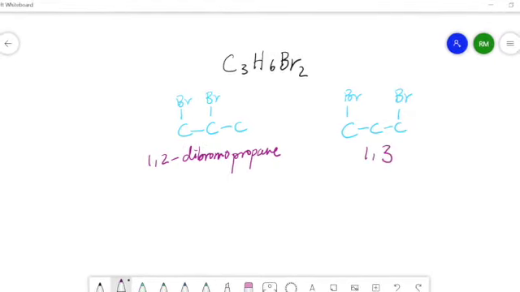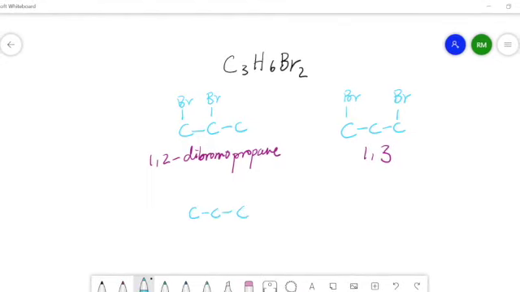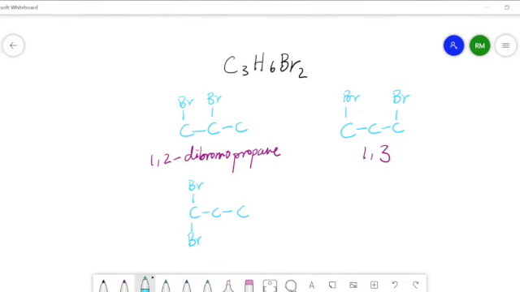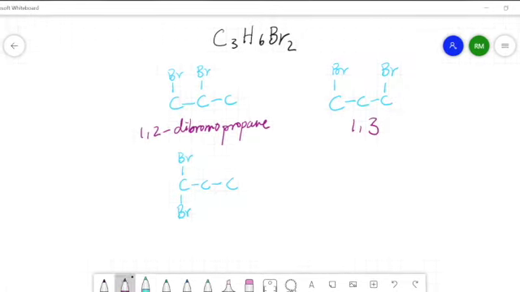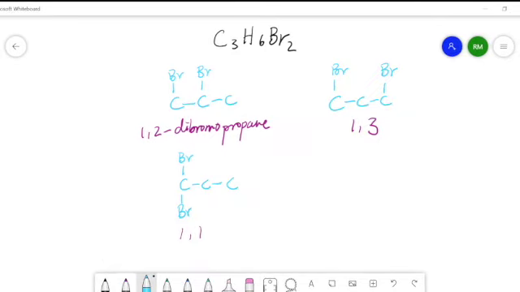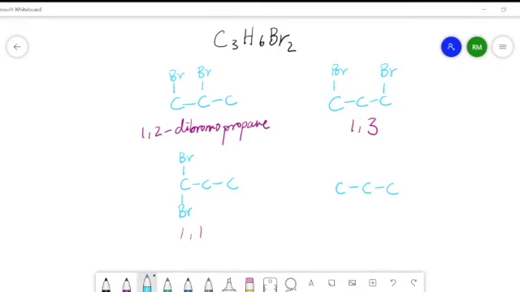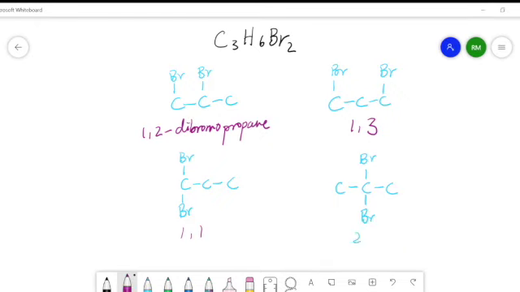1,3-dibromopropane. You could also put both of the bromines on the same carbon, so let's say we put both of them on the first carbon. In this case, you would have 1,1-dibromopropane. And another way you could do this is to put, again, both the bromines on the same carbon, except we'll put them on the second carbon instead to give a different compound, and this would be 2,2-dibromopropane.